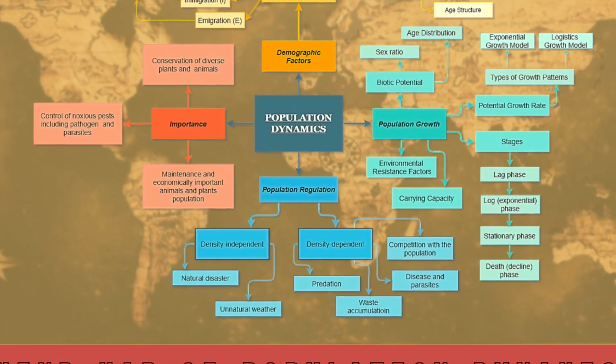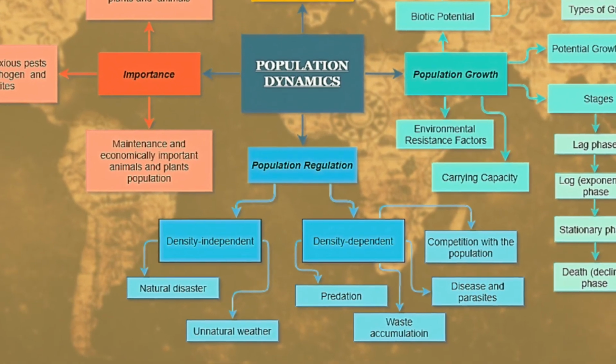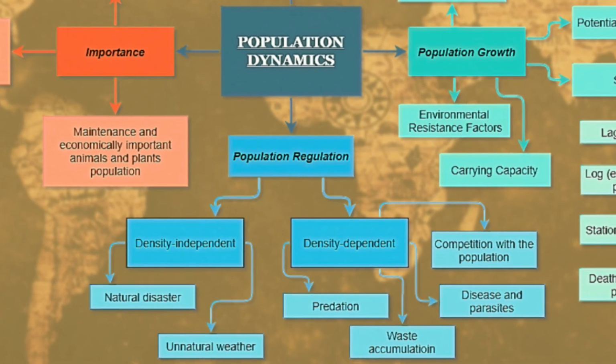Next is the population regulation or the limits to population growth. Limiting factors determine the carrying capacity of an environment for a species, and these limiting factors are divided into two subtopics, which are density independent and density dependent. The density independent factors are natural disasters and weather like typhoons, earthquakes, landfall, and so on. While the density dependent factors are predation, waste accumulation, disease and parasites, and competition within the population.